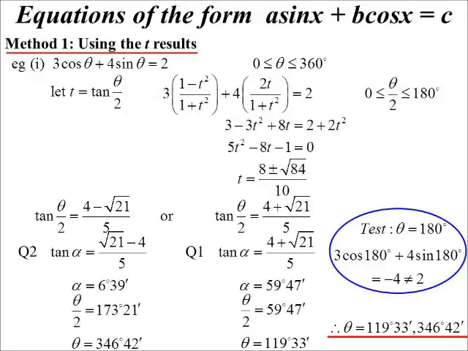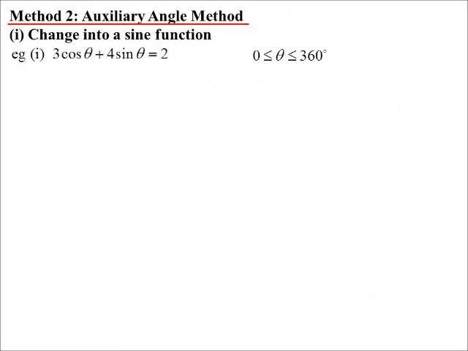Okay. That's okay, that method. Personally, I prefer changing it into either a sine or a cosine function. It's what's sometimes called the auxiliary angle method, sometimes called the subsidiary angle method. I think I've seen it in some textbooks written like that. I'm going to change it into a sine function.